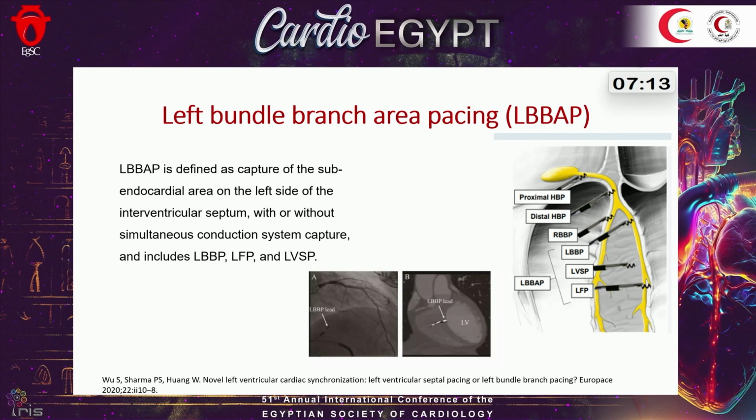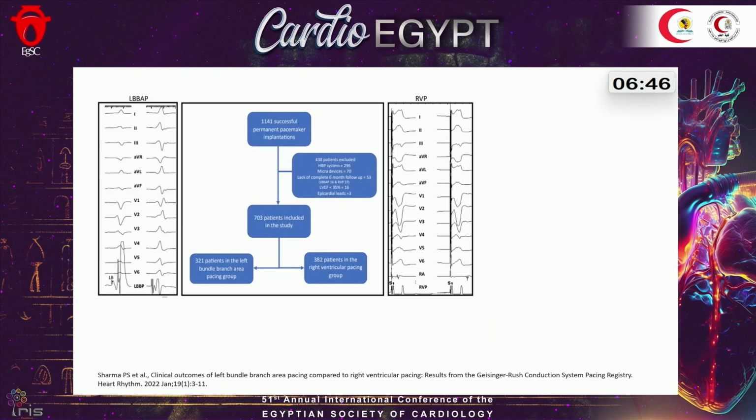And today I will talk about left bundle branch area pacing. That's why I mentioned area pacing. It means that I capture the subendocardial area on the left side of the interventricular septum, with or without simultaneous conduction system capture, and includes either selective left bundle branch or left fascicular pacing or left ventricular septal pacing.